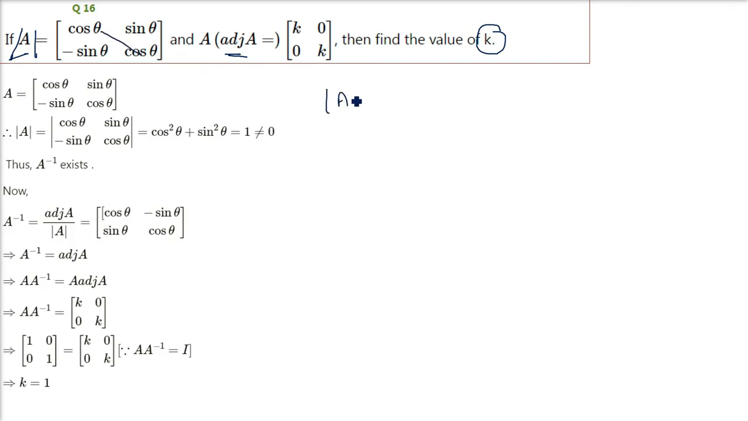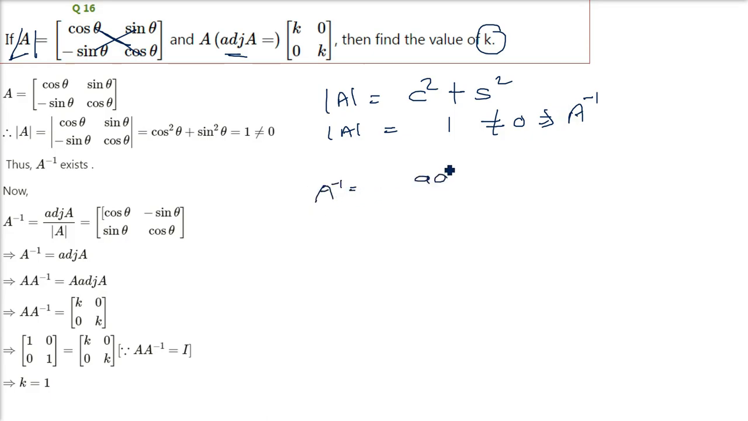So determinant of A is simply cos square plus sin square theta, because one is negative, so minus minus becomes plus. So this is going to be 1. Determinant of A is equal to 1. Since it is not equal to 0, we can safely say that A inverse exists. Now A inverse, we know the formula already: A inverse is adjoint of A divided by determinant of A. This is a standard expression. Determinant of A is already 1, so we can just write A inverse is equal to adjoint of A.